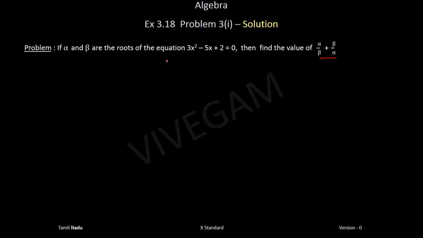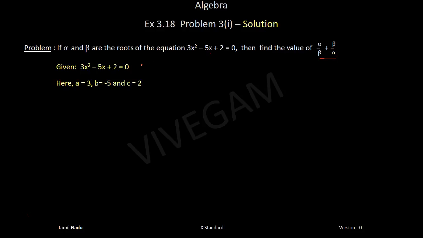So since alpha and beta are the roots of the equation, you can find the value of alpha plus beta, which is minus b by a, that is minus of minus 5 divided by a is 3, and alpha beta will be equal to c by a, that will be equal to 2 by 3. So you have the values of alpha plus beta and alpha beta. So here you take LCM and try to get the whole expression in terms of alpha plus beta and alpha beta. Once you get that, you substitute the values which you had calculated for alpha plus beta and alpha beta and simplify it. Okay, so that's the approach we'll be taking. So now let's do it.